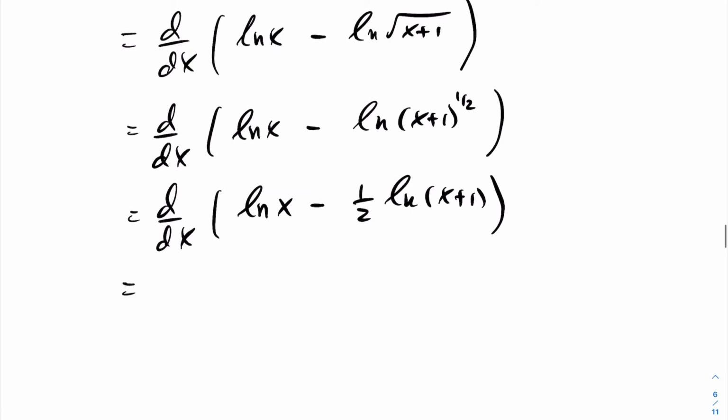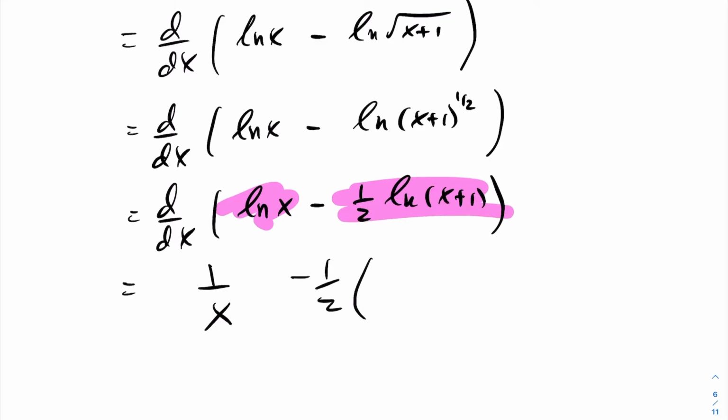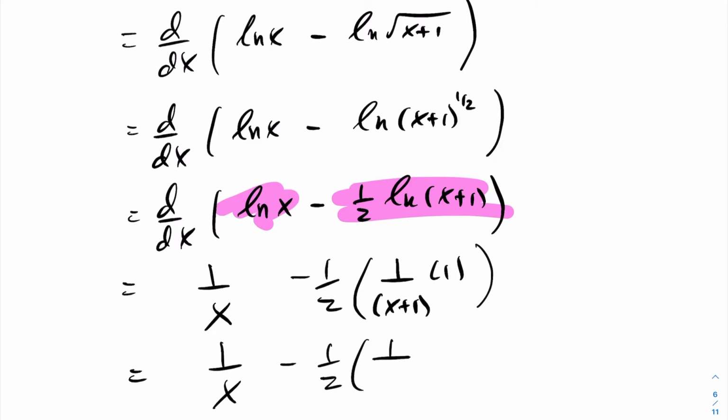Continuing on here, now we can take the derivative. The derivative of ln of x, as we know, is just 1 over x. And for the derivative of this expression here, the half will come out. Now the derivative of ln of x plus 1 is 1 over x plus 1. Rewriting this, we have 1 over x minus 1/2 times 1 over x plus 1.